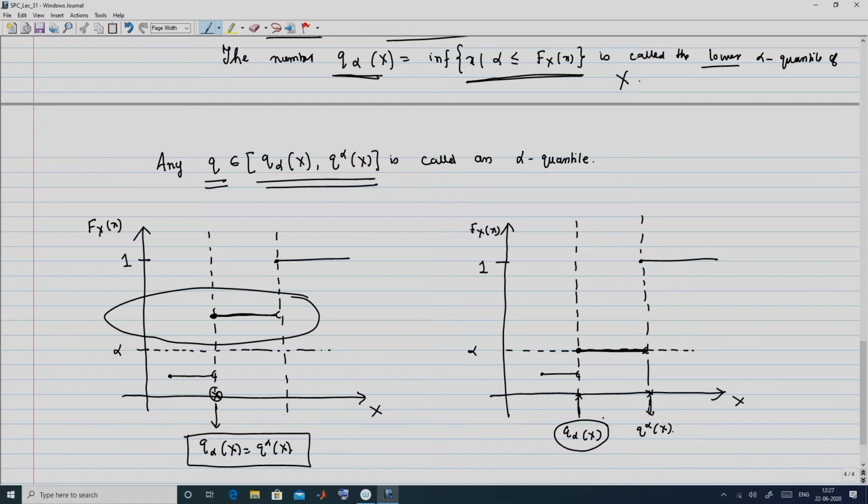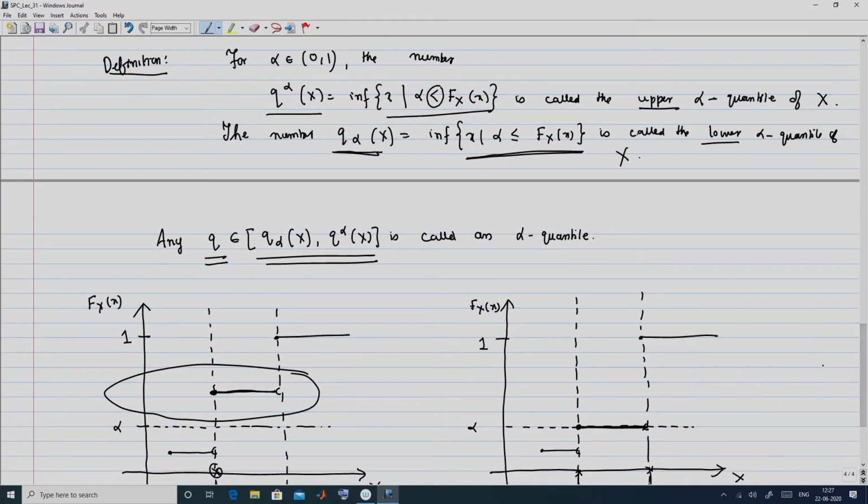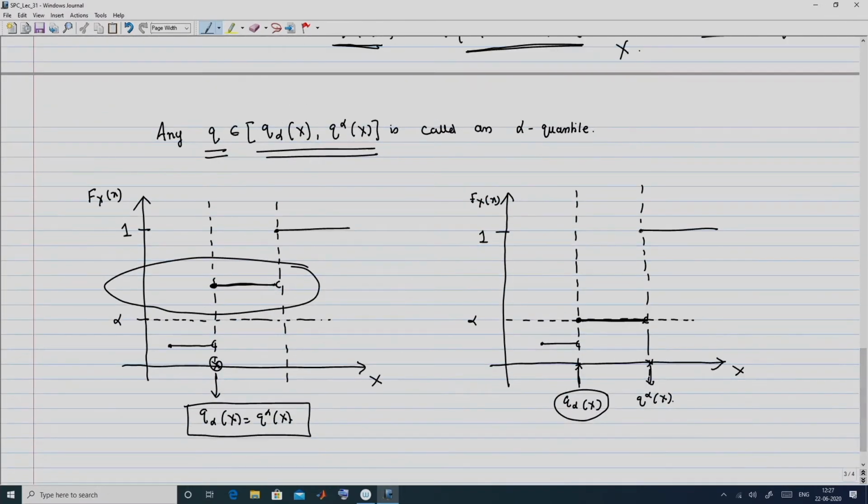However, for the upper quantile, the region I have to consider is alpha less than F_X(x). So accordingly I have to consider that part of the distribution which lies here, and the smallest value of x which satisfies alpha strictly less than F_X(x) is going to be q alpha of x. So here the lower and the upper quantiles are distinct from each other, whereas in the first case they coincide. The primary reason is that the CDF graph coincides with the value of alpha in the second case, but not in the first one.